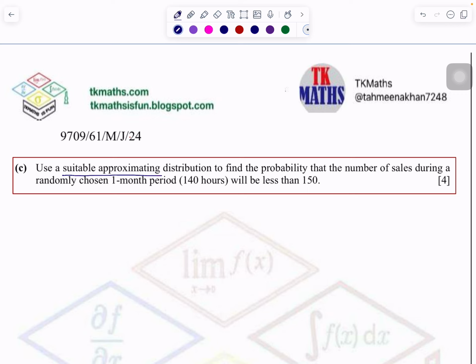Now when the question is given in the Poisson form, you can use which suitable approximation which is given to you in the course? Yes, normal approximation. And what should be the condition to meet that? That lambda should be greater than 15. So let's calculate the lambda first of all.